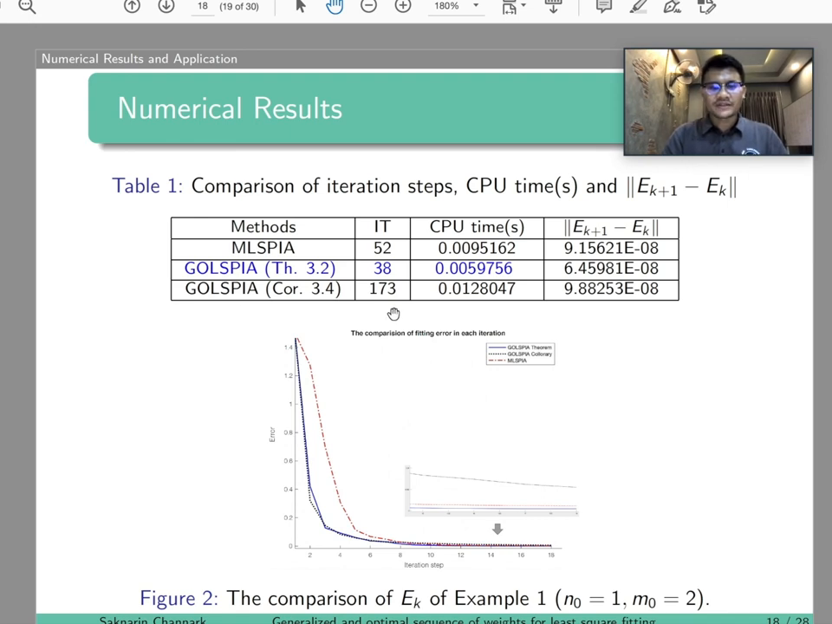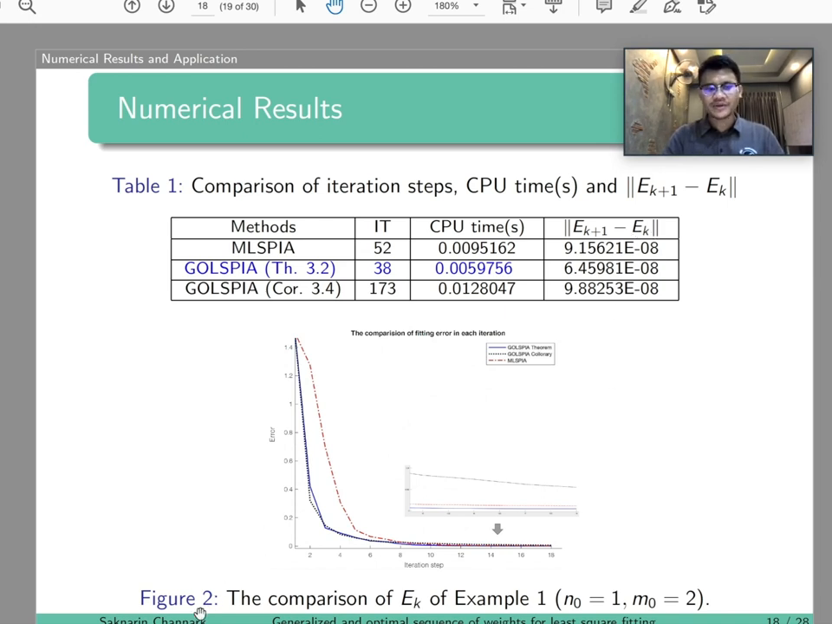If we focus on the number of iterations, we can see that GOLSPAA from theorem 3.2 uses a very small number of iterations, the smallest compared with the others. And for the CPU time, GOLSPAA from theorem 3.2 uses the smallest CPU time at the significance level of 0.05, and for the last column we can see that the value is very small.